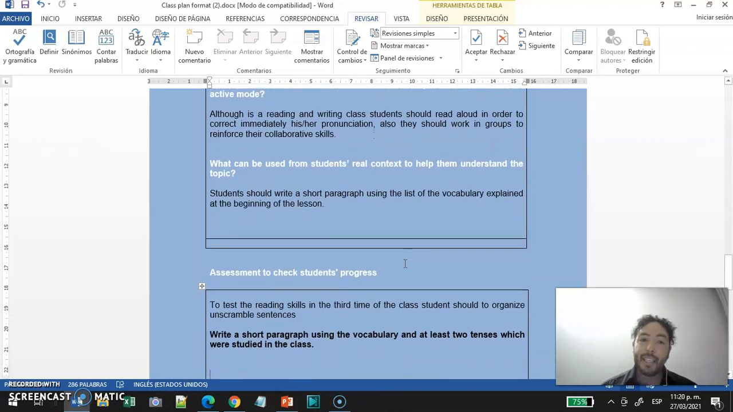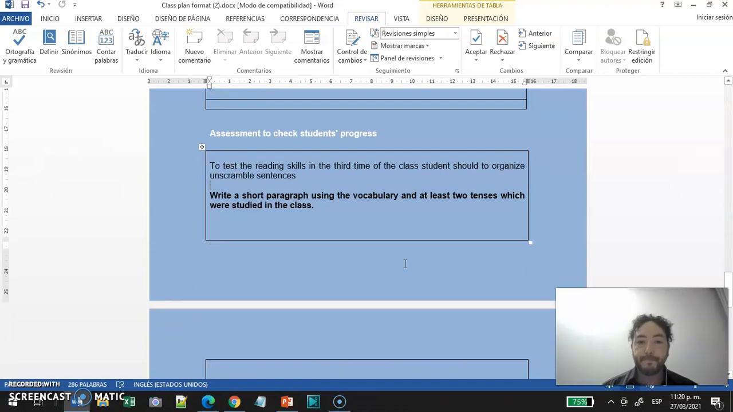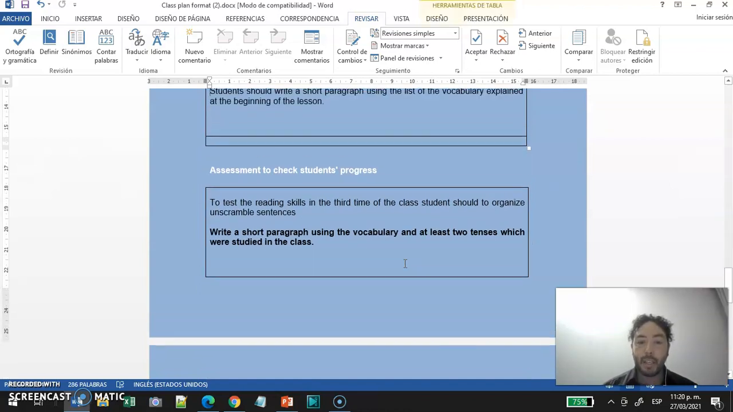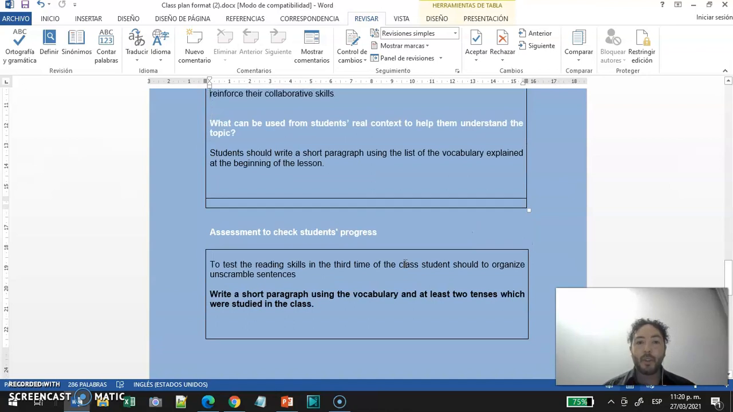And finally, what can be used from a student's real context to help them understand the topic? Give me 1 second, I'm going to scroll up. As I told you, the topic is celebrations, so the students should write a short paragraph using the list of vocabulary explained at the beginning of the lesson.